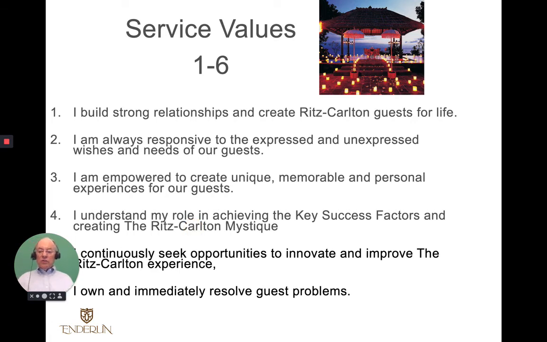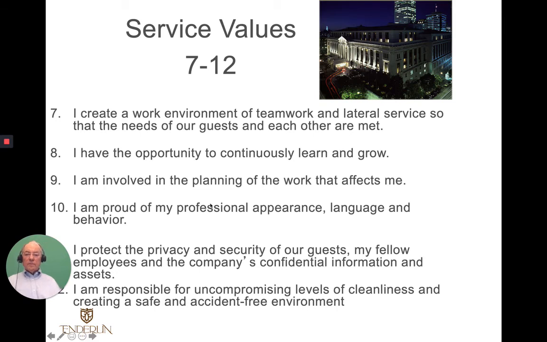In the service values, for example, you have: build a strong relationship and create Ritz-Carlton guests for life. I'm always responsive to the expressed and unexpressed wishes and needs of the guests, and so on. Empowerment, understanding their role, key success factors, continuous service aspects. I own and immediately resolve guest problems. Those are the first 6. And then you have the others. Create a work environment of teamwork. I'm not going to go through all of these. Learn and grow. These are all aspects of how they want to grow their service values within the team that is delivering the service. And you notice there's 12 of them.